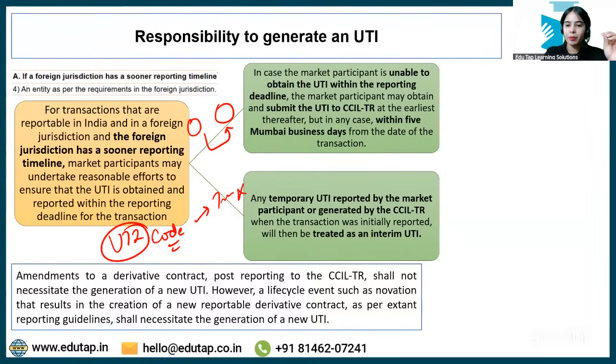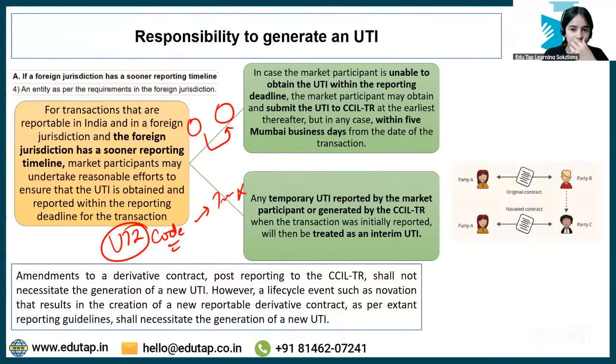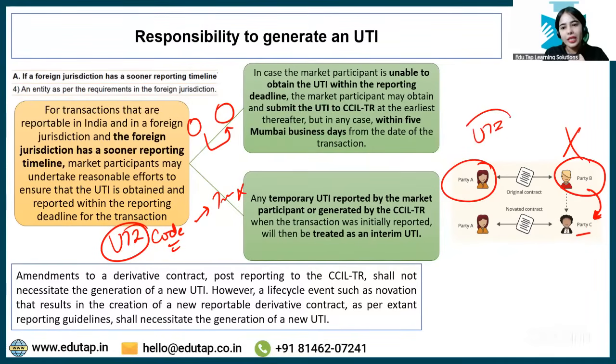But let's say novation has happened. That means before, party A and party B were involved in the contract. Now party B is cancelling the contract and is basically transferring the contract to party C. So can we use the same UTI now? Because now the party has changed. Now a new UTI will be created. So only in the case of novation, where a new party has entered the contract, only in that case can a new UTI be generated.